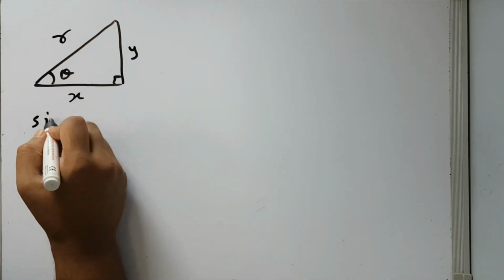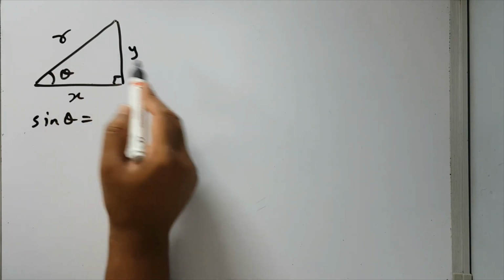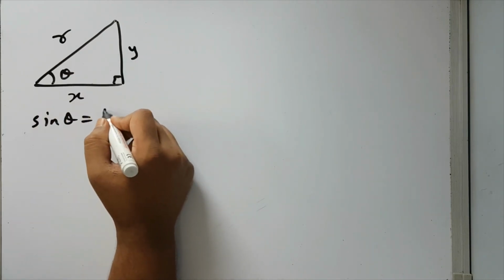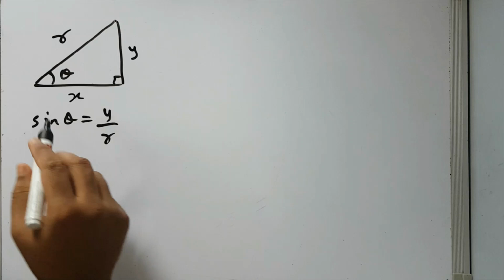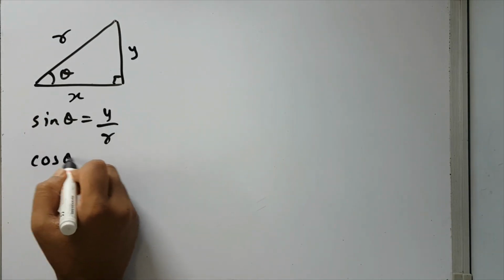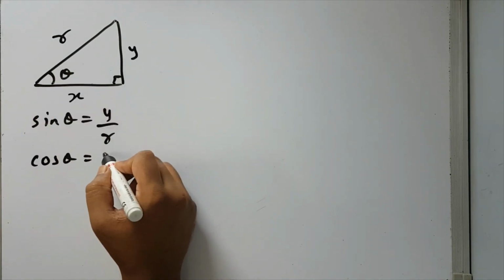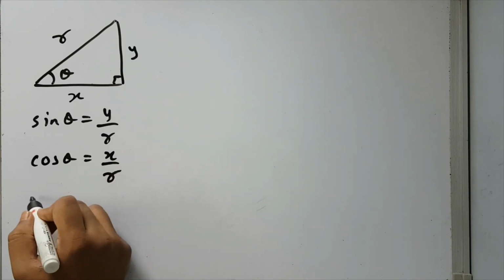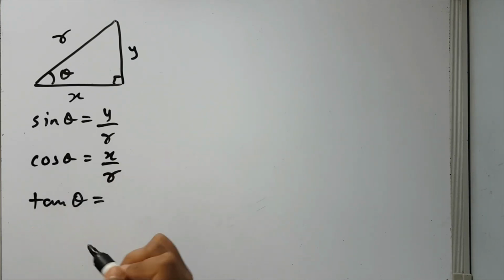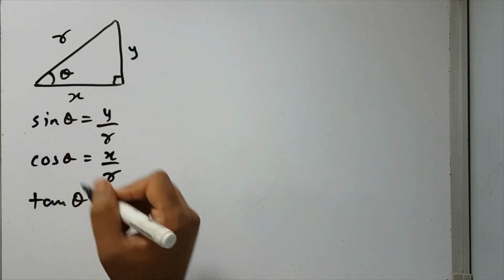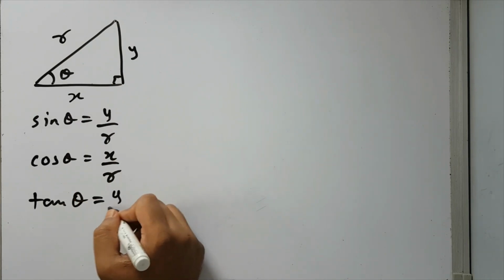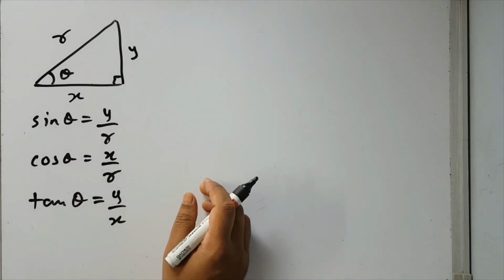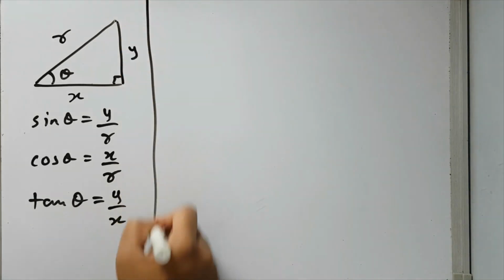So what is sine theta? Sine theta is opposite over hypotenuse, which is y over r. What is cos theta? It is adjacent by hypotenuse, which is x over r. And what is tan theta? Tan theta is opposite by adjacent, so that is y upon x. Alright, now we'll start with the basics.